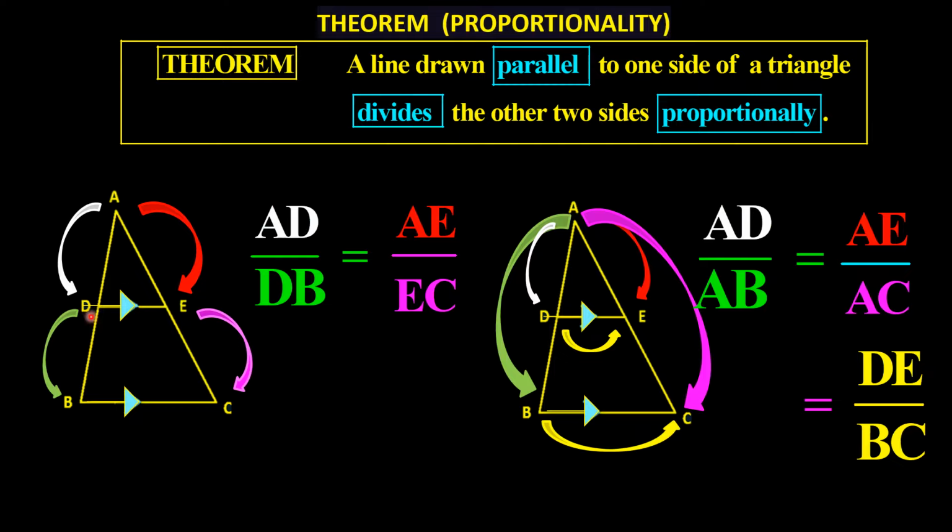If you have a line drawn from one side to the other side, and that line is parallel to a third side, right? Then this line divides the other two sides proportionally, as we indicated here. AD over DB is the same as AE over EC. Or we can even take AD over the total length AB, or AE over the total length AC, and that will be the same as the shorter parallel side over the longer parallel side.